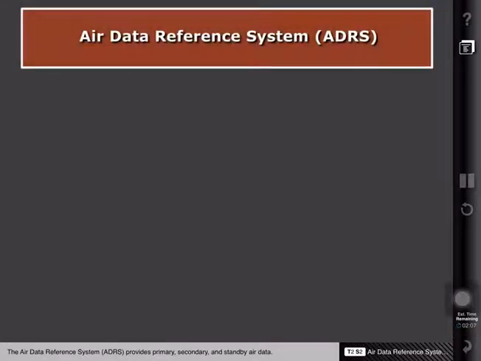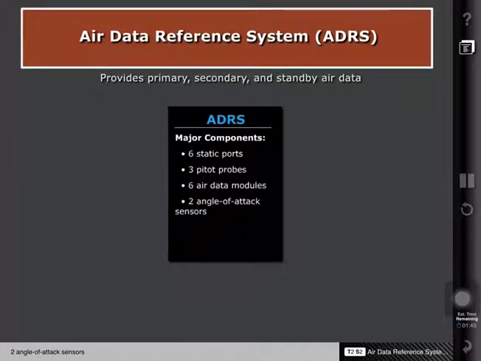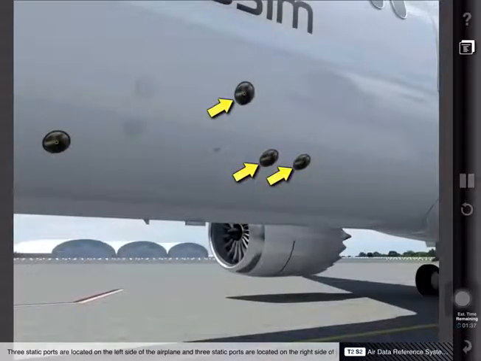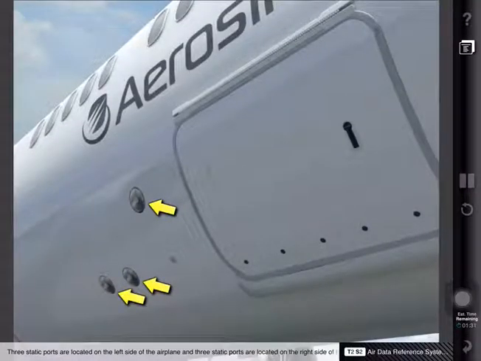The Air Data Reference System, or ADRS, provides primary, secondary, and standby air data. The major components of the ADRS are 6 static ports, 3 pitot probes, 6 air data modules, 2 angle of attack sensors, and 1 total air temperature probe. 3 static ports are located on the left side of the airplane, and 3 static ports are located on the right side of the airplane. The static ports are used to measure static air pressure.